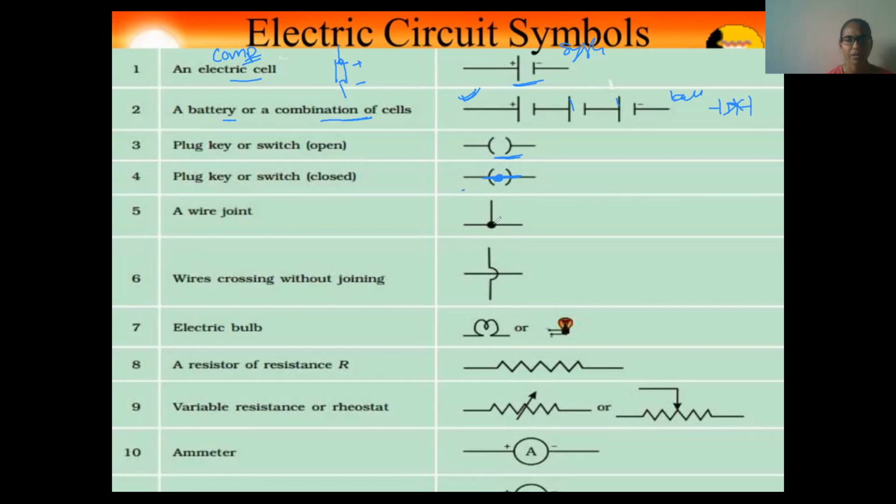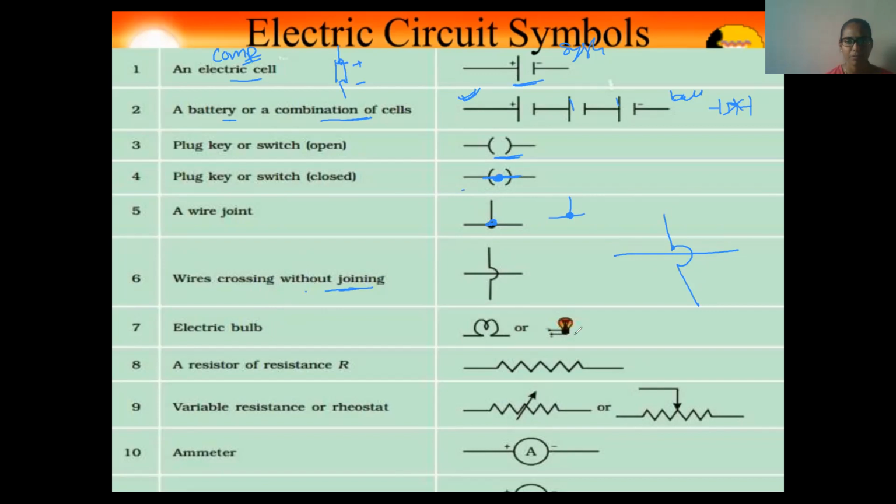And for a wire joint, if you join any two wires, we use a symbol like this. And when wires cross each other without joining, suppose one wire is going and another wire crosses it, with no link between them, then we use a symbol like a round arc. That shows there is no connection; the wire is only going across.